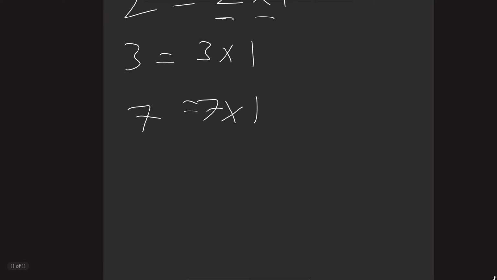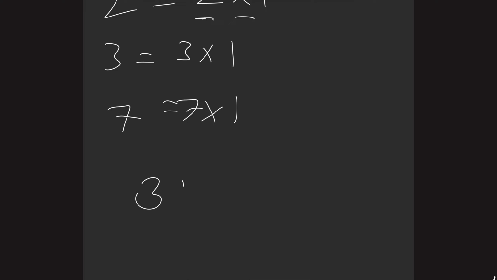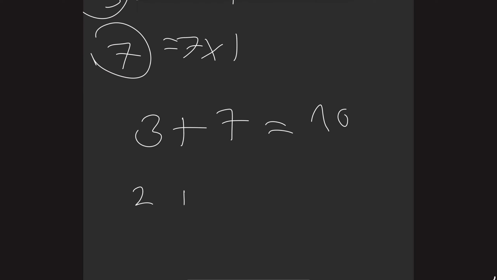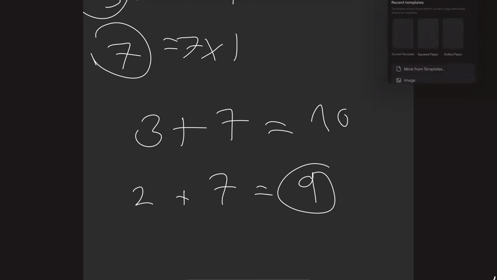So let's check 2 prime numbers. 3 plus 7, for example, 2 prime numbers. Add them: 10, even. What about 2 plus 7 in this case? 9. So 9 is not even, so it's not always even, right? You need to show why by using examples. You have to do that.